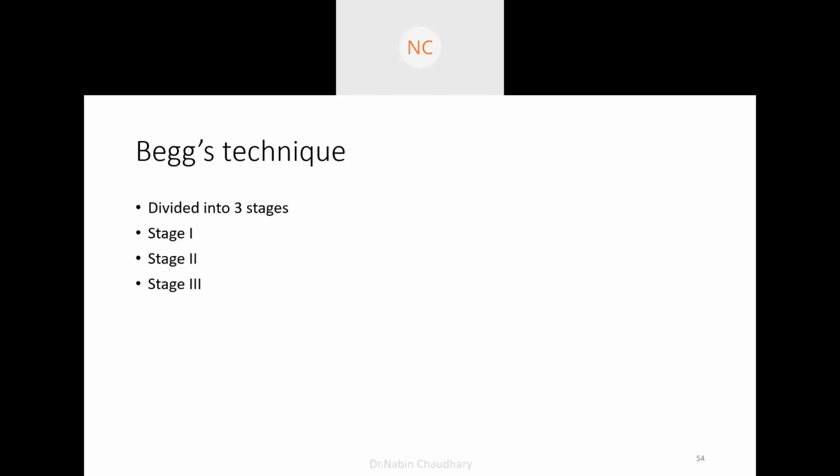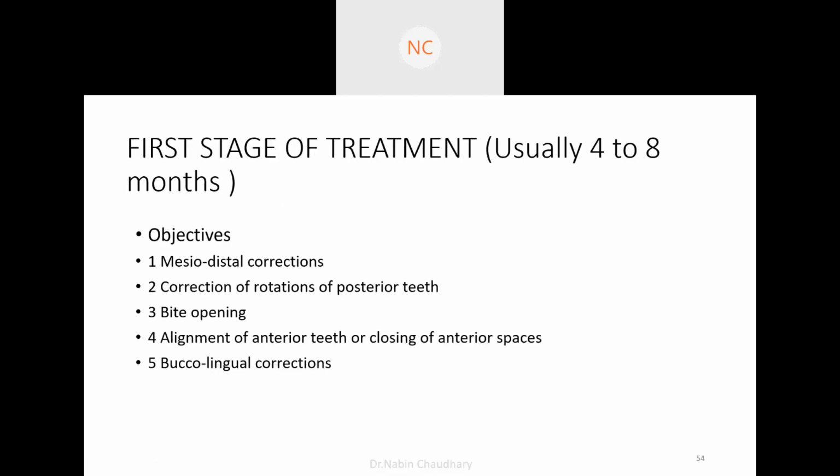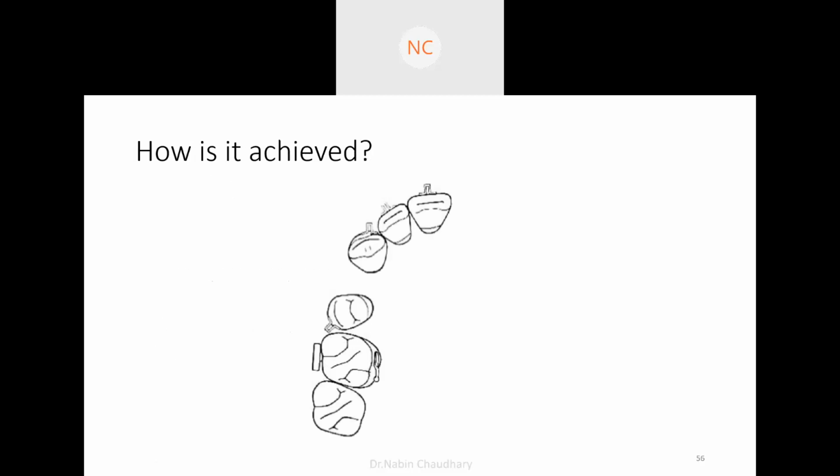So let's go to the different stages of the Begg's technique. It can be divided into 3 stages, that is stage 1, stage 2, and stage 3. In case of the first stage, it generally requires a duration of approximately 4 to 8 months, and the objectives of the first stage of treatment are that the major distal correction is achieved, the correction of the rotation of the posterior teeth, the bite opening is achieved, the alignment of the anchor teeth, or the closing of the anterior spaces is done, and also the buccal correction is achieved in stage 1.